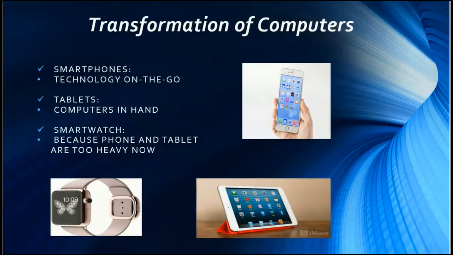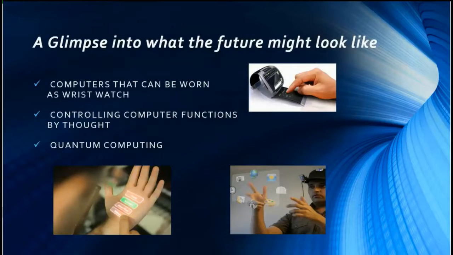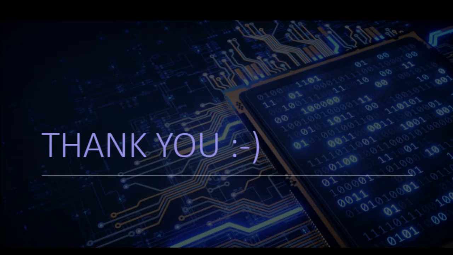Transformation of computers: smartphones, technology on the go, tablets, computers in hand, smartwatch, because phone and tablet are too heavy now. A glimpse into what the future might look like: computers that can be worn as a wristwatch, controlling computer functions by thought, quantum computing. Thank you.